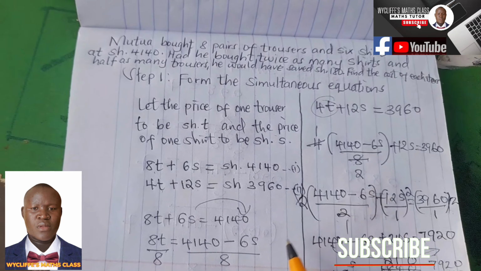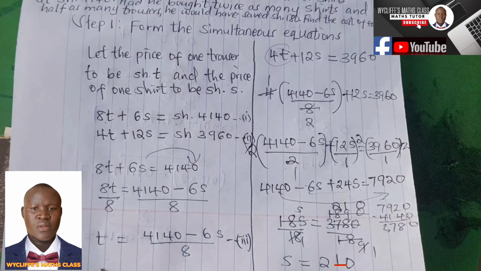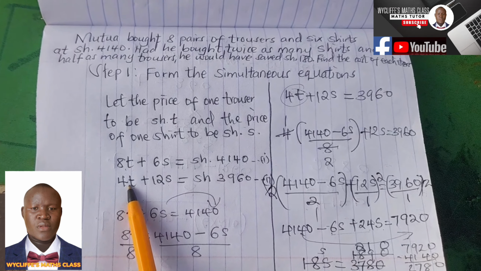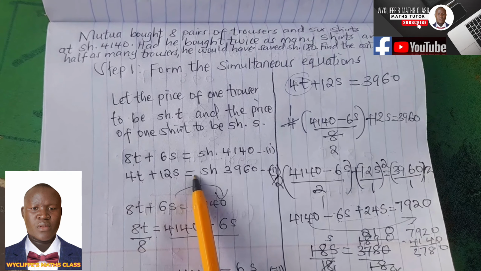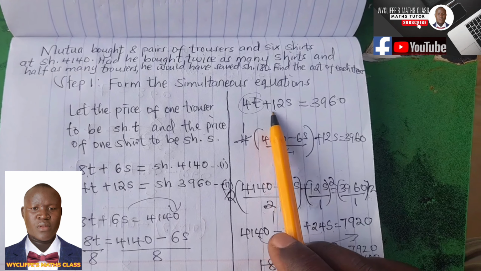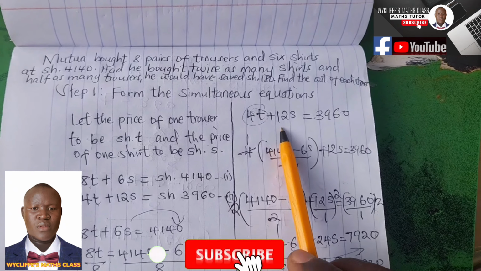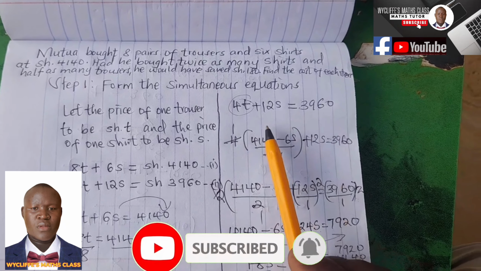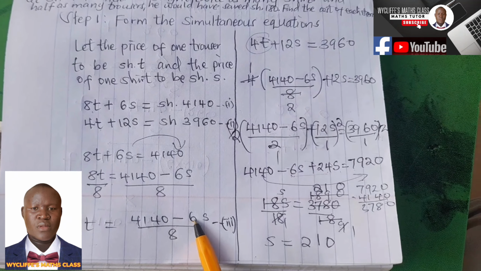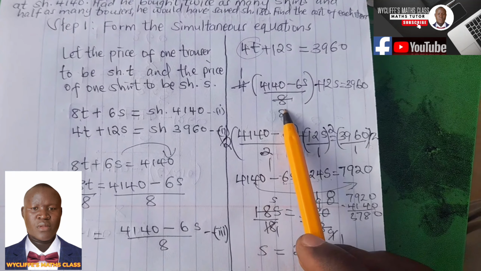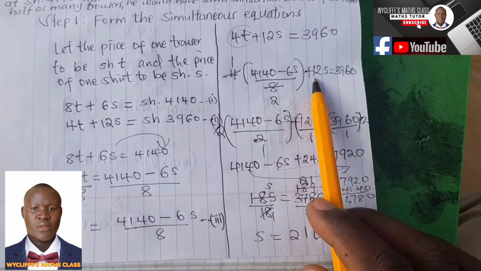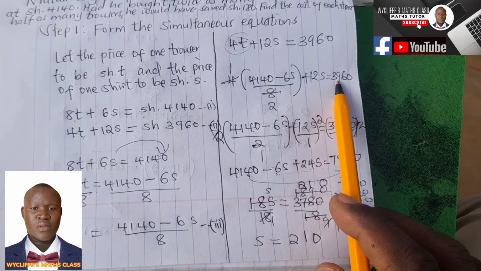Then now we come here and substitute the value of t in the second equation. What does the second equation say? 4t plus 12s is equals to shillings 3,960. Where there is t, we replace with this value, 4140 minus 6s over 8. Now we replace here. That is 4140 minus 6s over 8 plus 12s is equals to 3960.